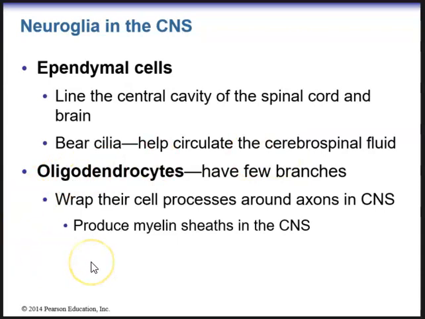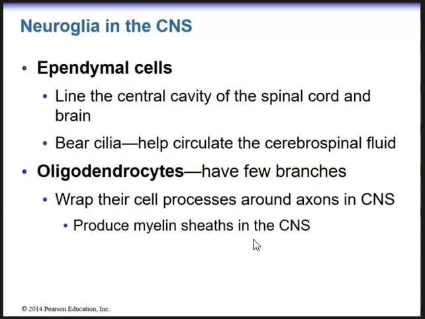Oligodendrocytes have few branches. They wrap their processes around axons in the central nervous system and help produce myelin sheaths in the CNS. Now, oligodendrocytes are very important, especially for signal conduction along the axon. In the CNS, they're called oligodendrocytes. In the peripheral nervous system, they're called Schwann cells.